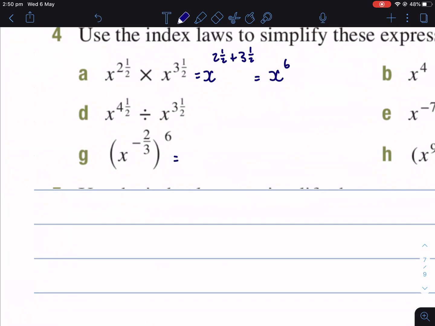G, brackets we multiply, so we've got x to the -2/3 times 6. -2/3 times 6 on 1 is -4.